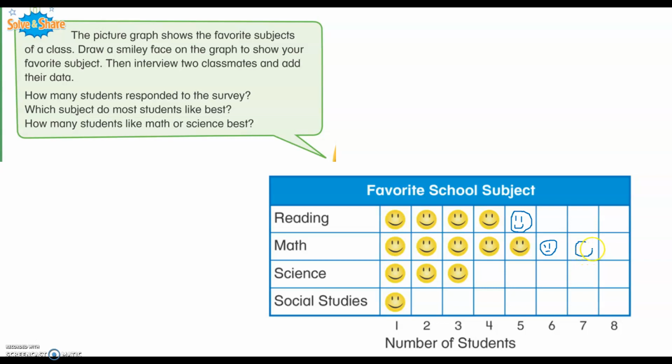The first question is, how many students responded to the survey? We'll include the teachers in that response. So if reading had 4, how many does math have? Math has 7, and we're just going to add them together. Science still has 3, and social studies has 1.